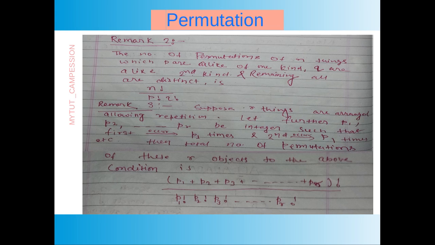Now remark 3: suppose r things are arranged allowing repetition. Let p1, p2, up to pr be integers such that the first occurs p1 times, the second occurs p2 times, and so on. Then the total number of permutations of these objects under the above condition is (p1 plus p2 plus p3 plus up to pr) factorial divided by p1 factorial into p2 factorial into p3 factorial into pr factorial.